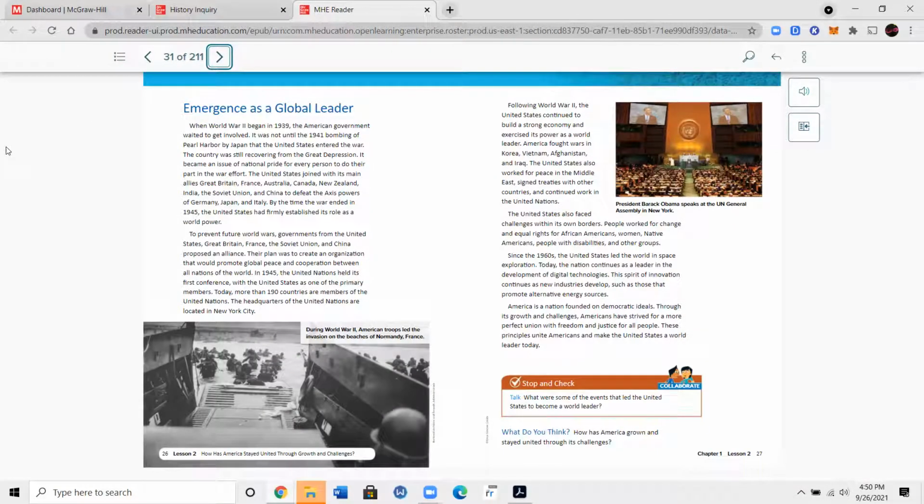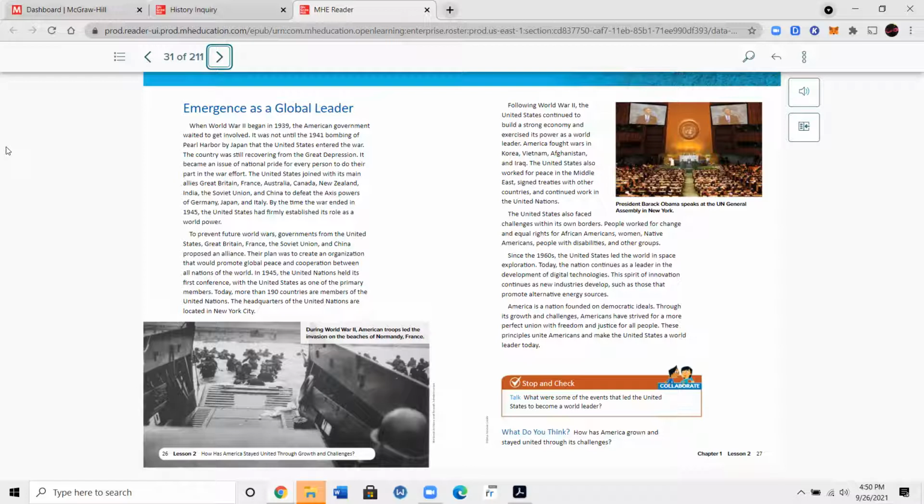Page 26, Emergence as a global leader. When World War II began in 1939, the American government waited to get involved. It was not until the 1941 bombing of Pearl Harbor by Japan that the United States entered the war. The country was still recovering from the Great Depression. It became an issue of national pride for every person to do their part in the war effort.